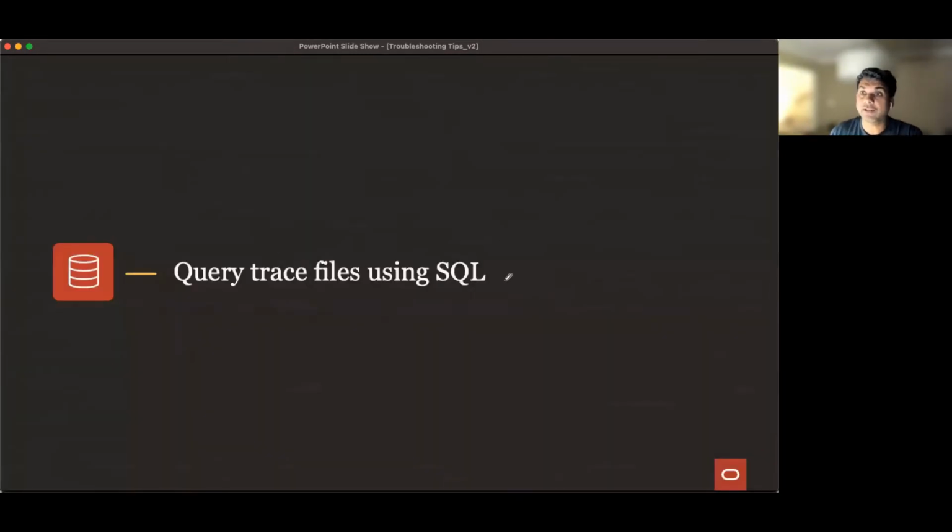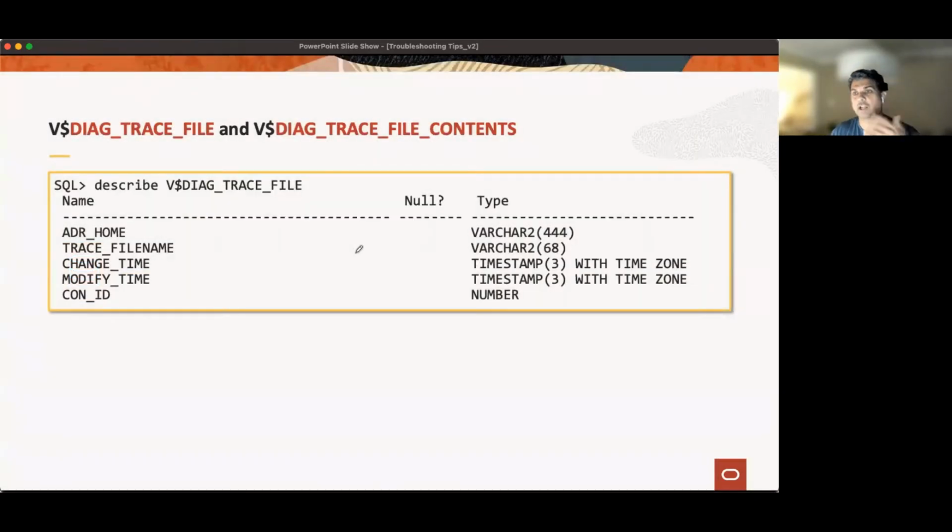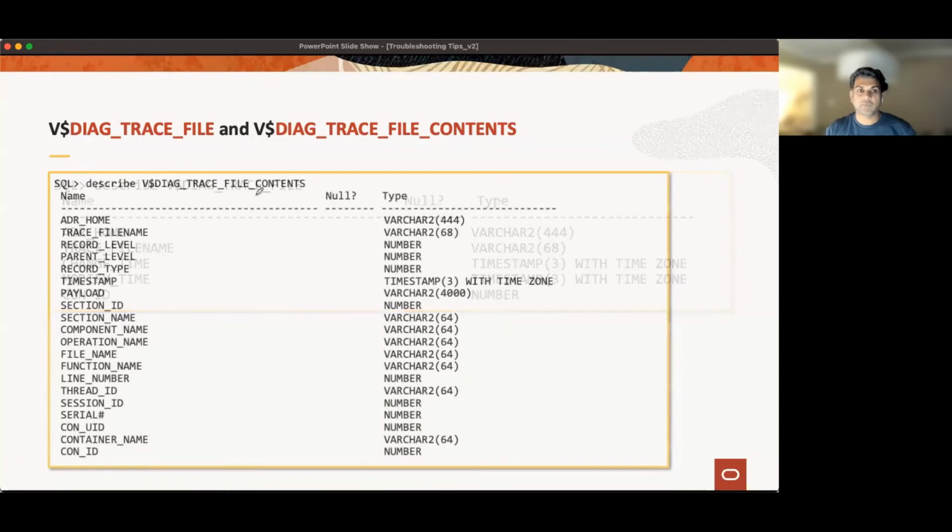How do you query trace files using SQL? This is something people do, especially in our cloud where we have no file system-based access; we use these kinds of mechanisms. There are two files. One is called $diag trace file, which talks about the homes and which trace files there are and when they were modified, and we also have diag trace file contents, which actually contain the payload of the entire file.